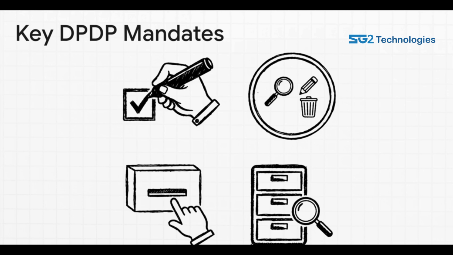The DPDP Act has some key mandates. First off, you need to get clear, explicit consent from users before you touch their data. Second, you have to give them tools to see, fix, or even delete their info. Third, you need a formal system in place for them to file complaints. And last but not least, you've got to keep detailed records to prove you're doing all this, just in case of an audit. You know, for most websites, this isn't just a policy change. It requires a real technical solution.